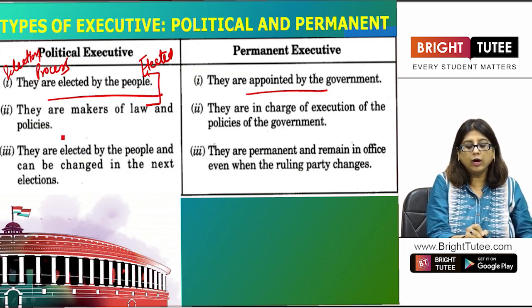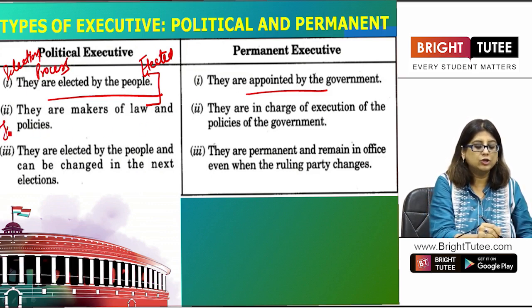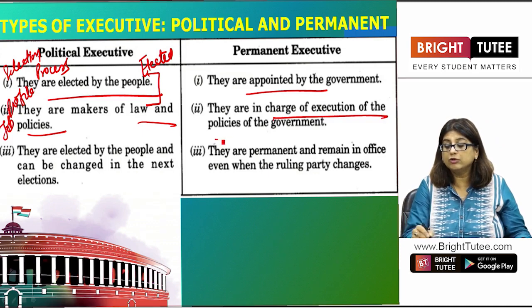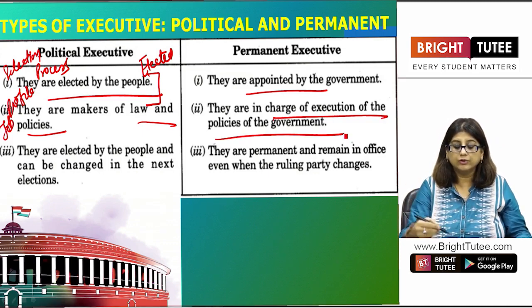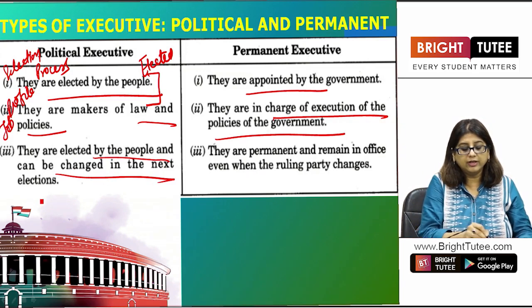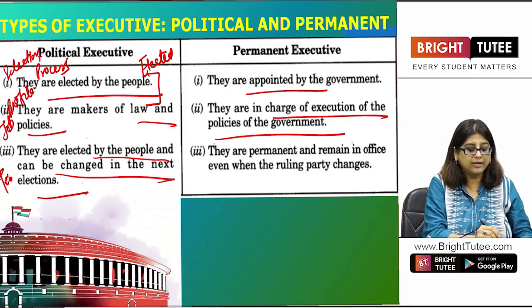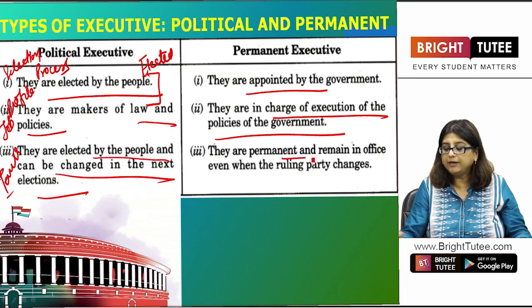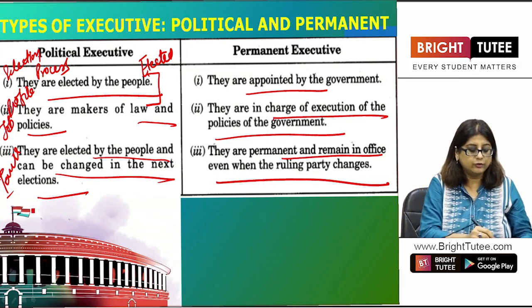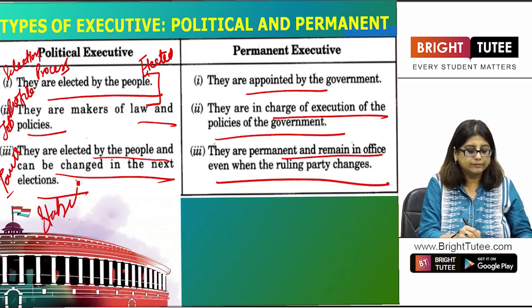They're makers of law and policies. That means their job profile. What they do is they make the laws and the policies, and they're in charge of execution, who implements, who executes. So this is their job profile. They're elected by the people and can be changed in the next election. That means this is the tenure. But here they are permanent and remain in the office. Even the ruling party cannot change them. So this is the stability.